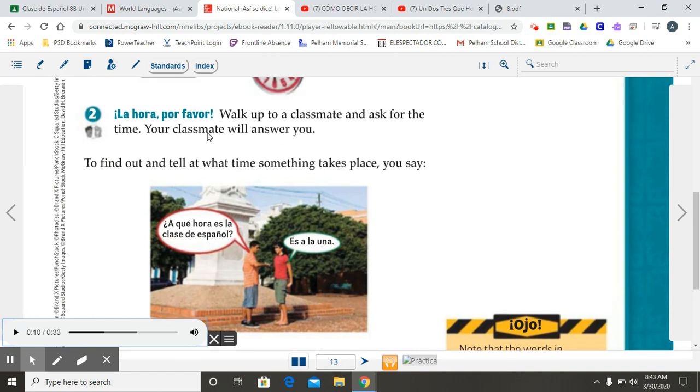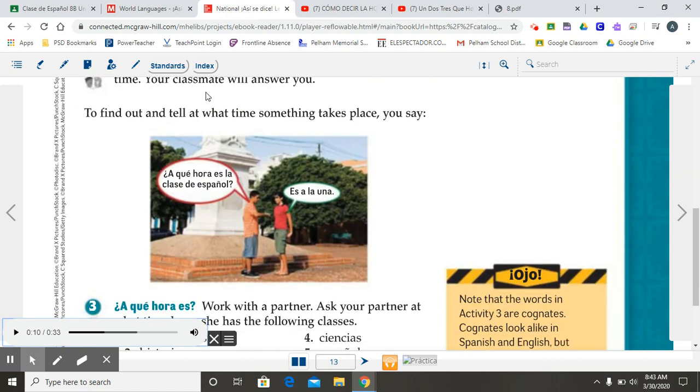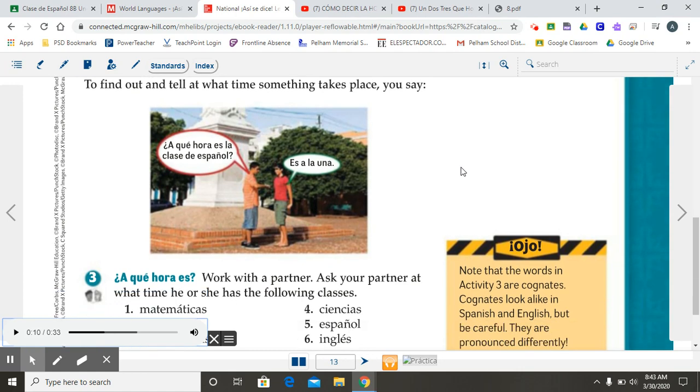Now, number 2 says, La hora por favor. Walk up to a classmate and ask for the time. Your classmate will answer you. So you're going to go through this conversation with someone today. Okay. Find somebody to have this conversation. If you happen to be doing these conversations by yourself, there's nothing wrong with that. All right. I know it sounds silly, but you're practicing. Okay. But if you find somebody to do it with, it's a little bit better. If not, not a big deal. So you want to find out what time something takes place.